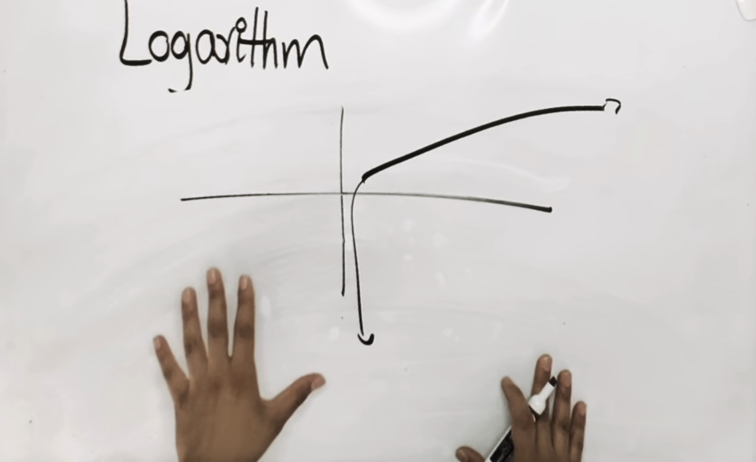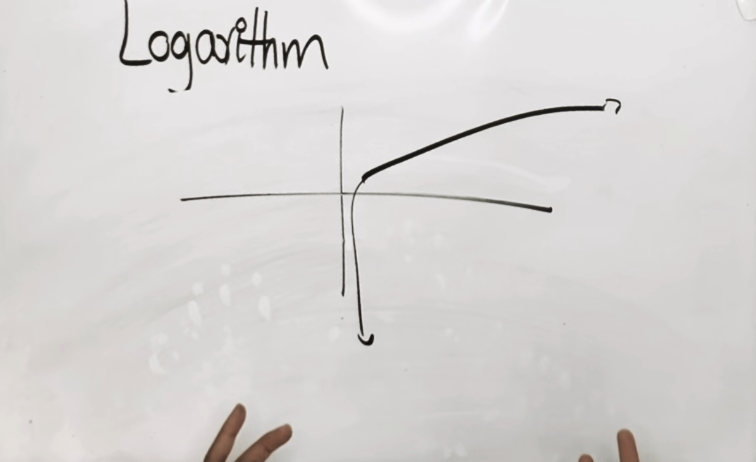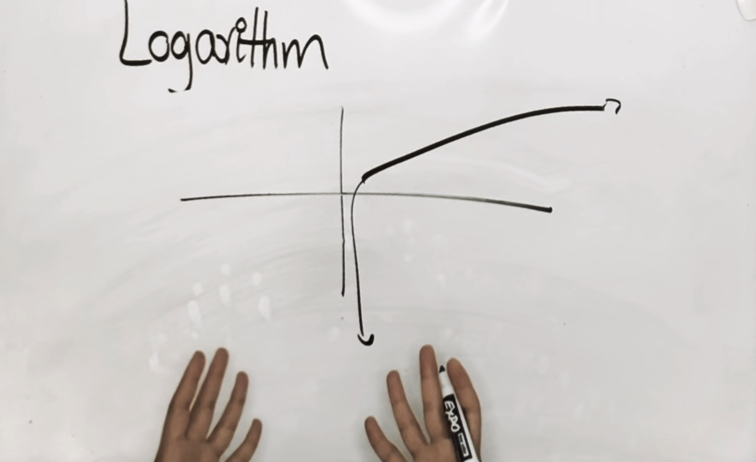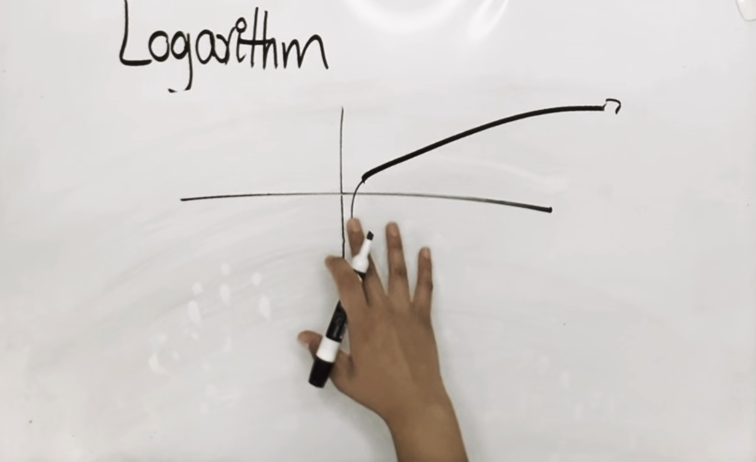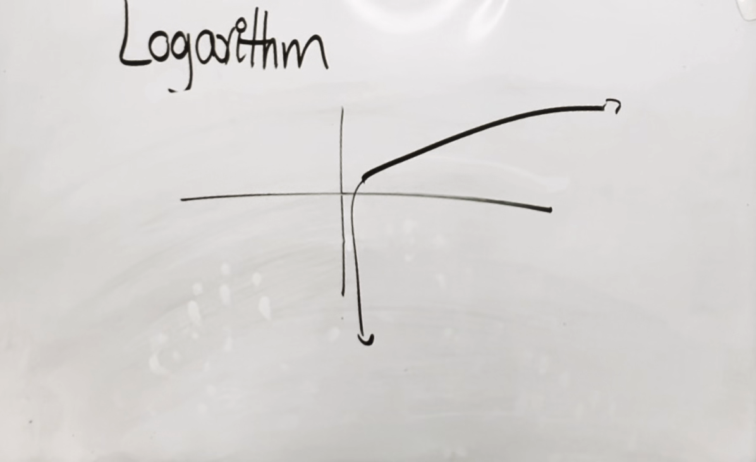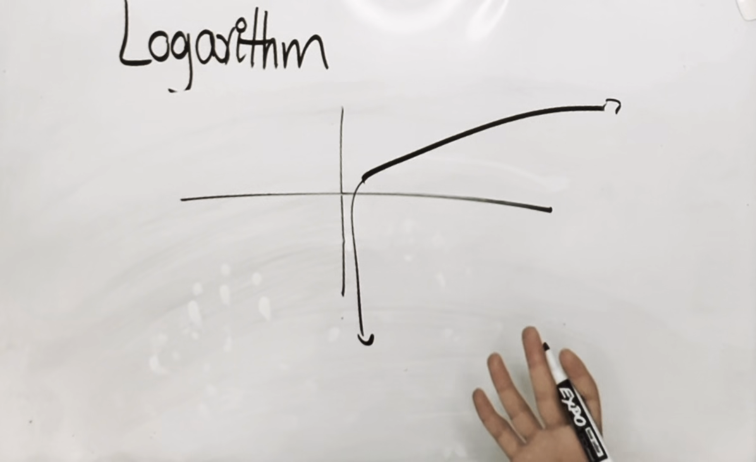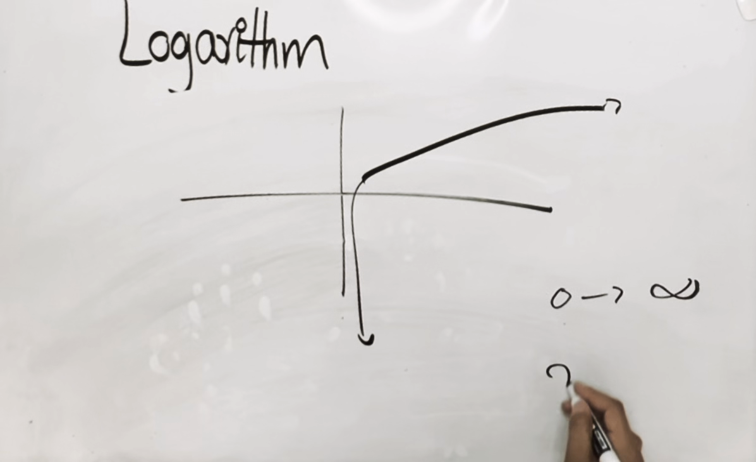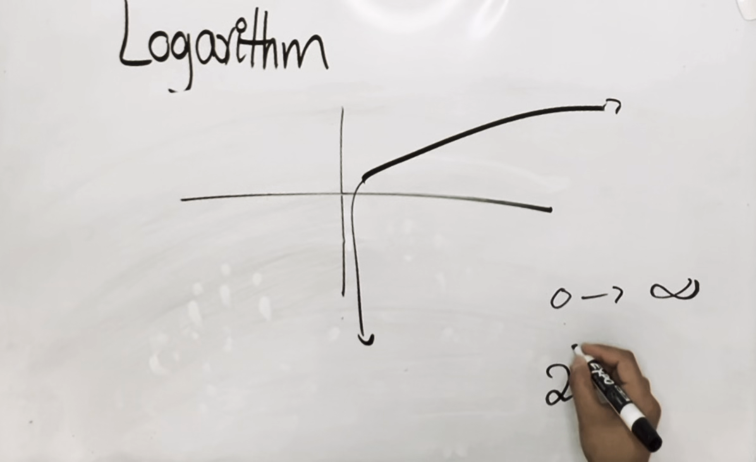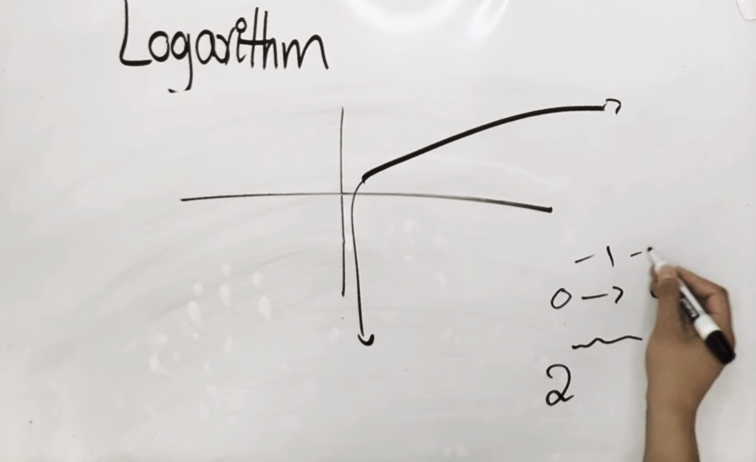This is our log graph, or logarithmic graph. The most important thing that you should know about this is that all the x values that we have are positive. That's why our arguments always need to be positive. For example, 2 to some power can give a result between 0 and infinity, while the power can be any real number, like negative 1, negative 2.